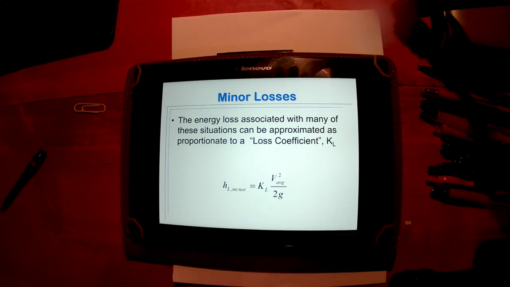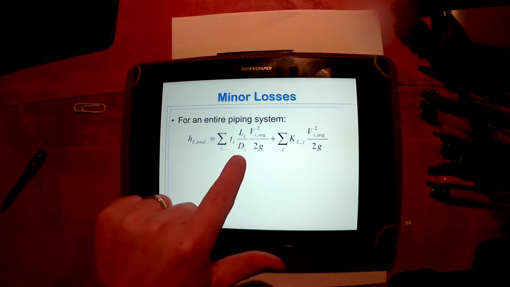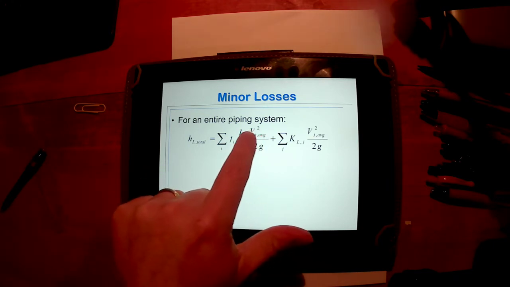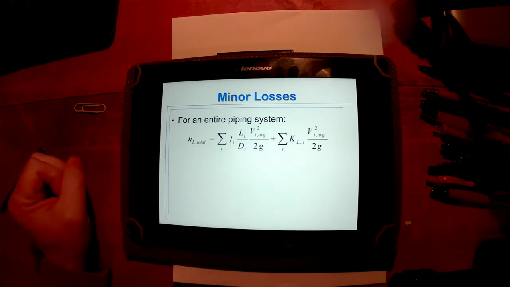So, what do we do with that? Well, if I've got an entire piping system, this is kind of the most generic way to do it. In a realistic system, you're going to have some segments at one diameter, so the diameter can change at different points within the flow. And if the diameter changes, the speed changes. And if the speed and the diameter change, that means the Reynolds number changes, therefore the Darcy friction factor changes.